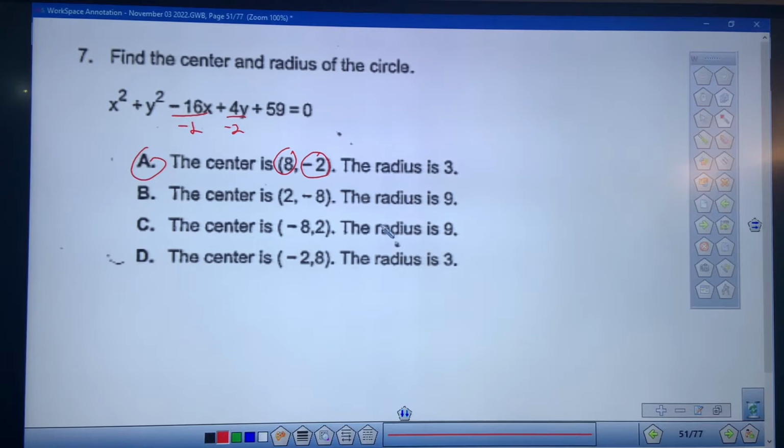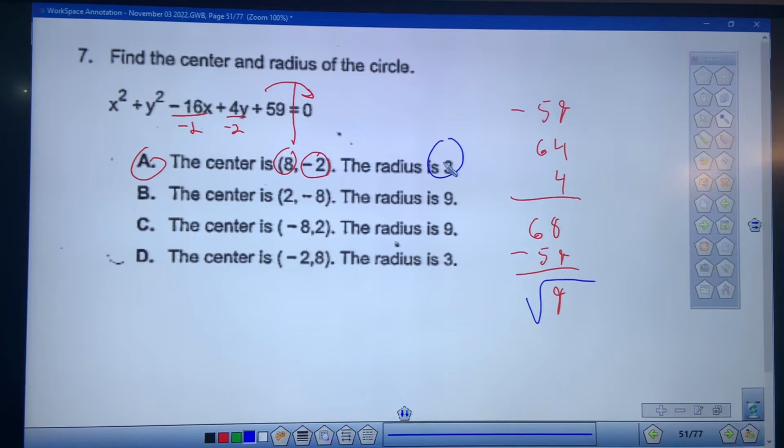To find the radius, it would be a little trickier. You're going to subtract that 59 over, get that on the other side, and then 8 times 8 is 64, -2 times -2 is 4, and then you add these all up. That would be 68 minus 59. And notice that would be 9. 9 is not my radius. The square root of 9 is. So my radius would be 3.